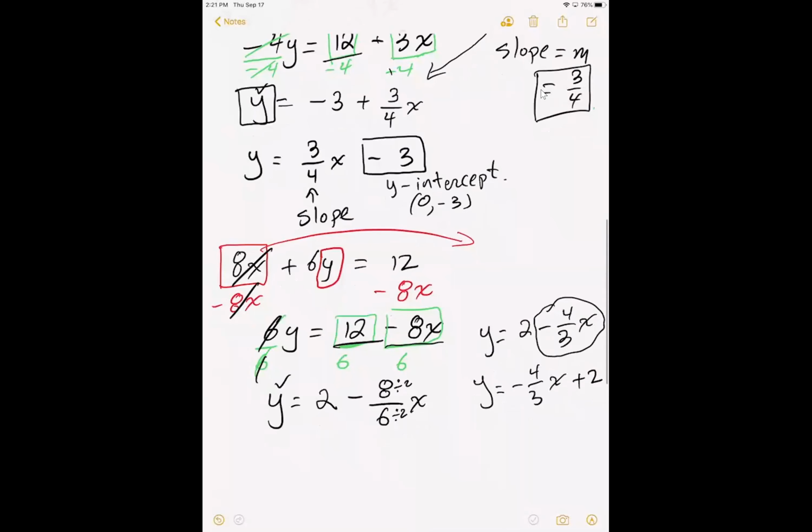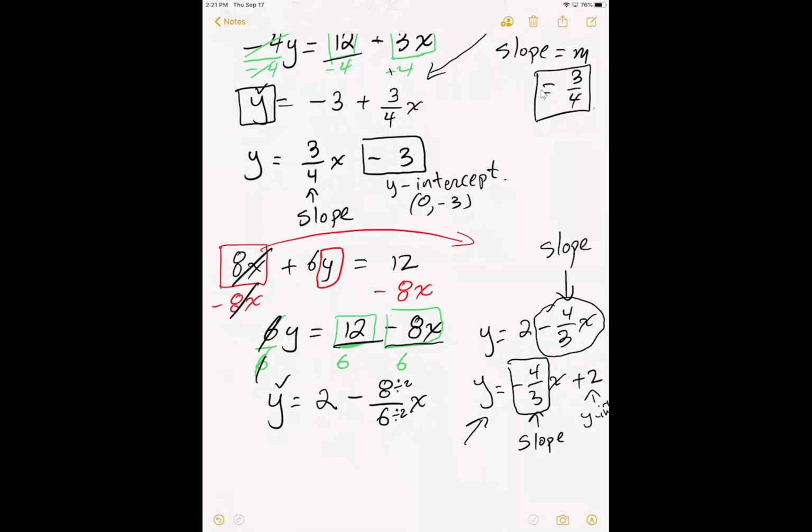Why do I do this, you ask? Because if I put it in this form, I know that this is my slope. You don't have to put it in this form. If you recognize the slope, be my guest. The only reason why I put it in this form is that it's in the mx plus b form. So this is my slope, and this is my y-intercept.